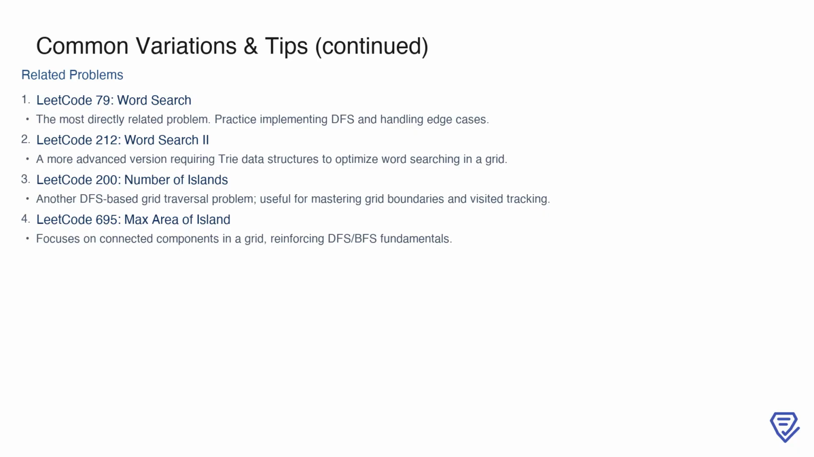LeetCode 200, Number of Islands, is another related problem that focuses on grid traversal using DFS, helping you refine your skills in managing grid boundaries and tracking visited cells. Finally, LeetCode 695, Max Area of Island, emphasizes finding connected components in a grid, further reinforcing DFS or BFS fundamentals. By exploring these problems, you'll gain a more comprehensive understanding of grid-based algorithms.